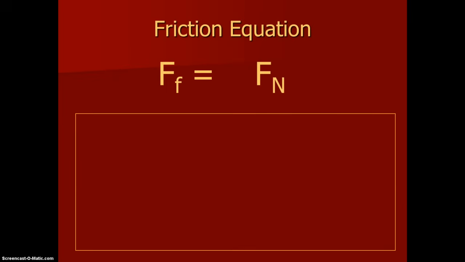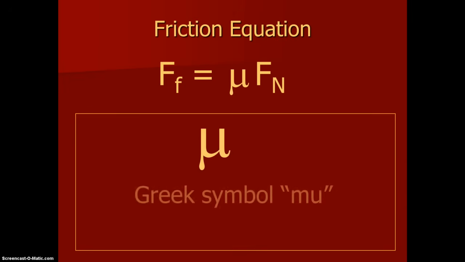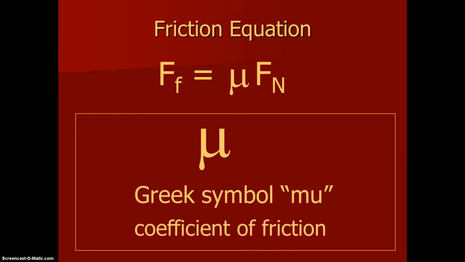Now, we can't have friction without an equation. So here is the equation for friction. Notice we have a force of friction and we have a force normal. So it would appear that the force of friction is equal to the normal force. But there is a nice little letter that's in there. That is our Greek symbol mu. And it stands for the coefficient of friction. A coefficient just means a number. So we have force of friction equal to mu times force normal.